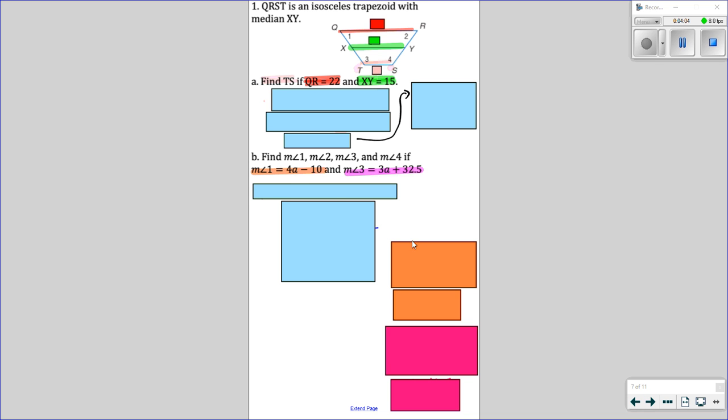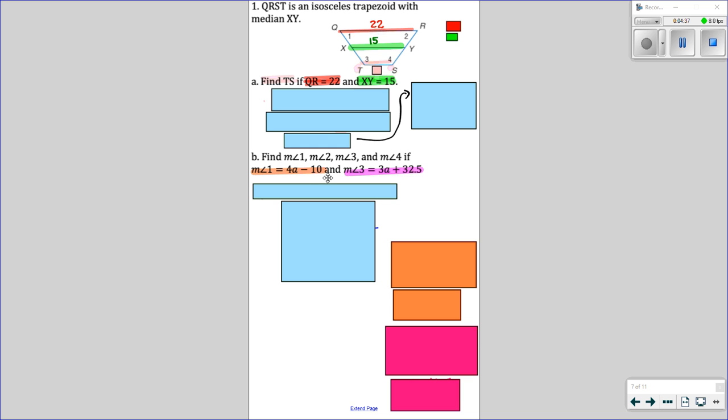Okay, so we're going to do an example based off the diagram above. They said that QRST is an isosceles trapezoid with a median of XY. We have the median in green, and the two bases, QR and TS, in red and pink. For the first one, they said find TS, the pink one, if QR is 22, so I label it 22, and XY is 15.